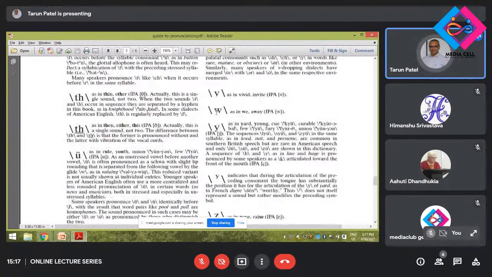Similarly, v as in vivid, w as in way. This is the symbol for it. For year, we have this j symbol that you must have recorded in your minds as in yard, young, and cure, right? Or curable, or few, or fury, or union. The sequence of this y and u in the same syllable as in lewd, suit, and presume are common in southern British speech but are rare in American, right?